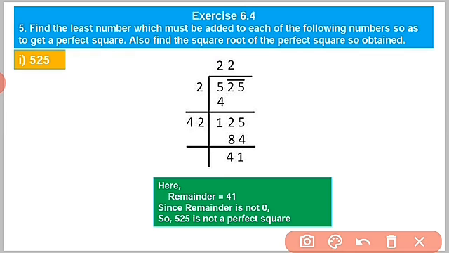So we have been given a number, that is 525, and we need to find the least number that will be added to 525 to get a perfect square. But before that we have to check whether this number is a perfect square or not. For this we will start with the division method. We will start with finding the square root by division method.